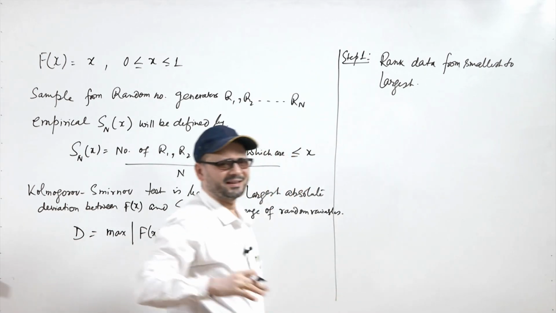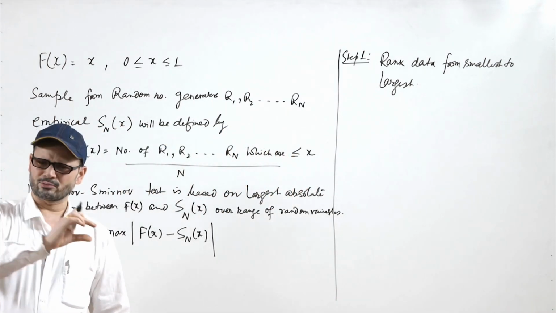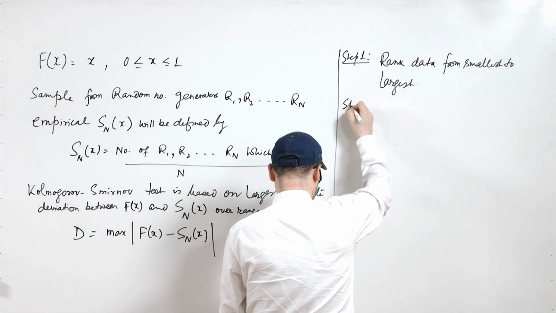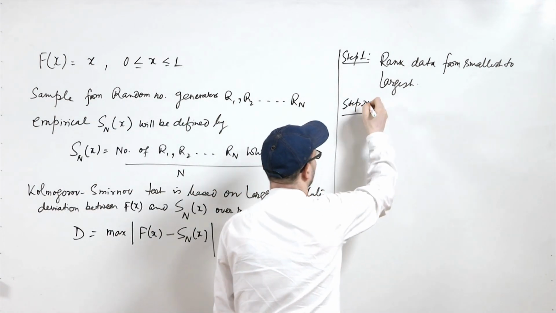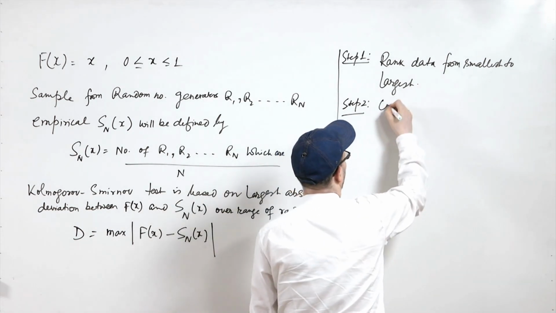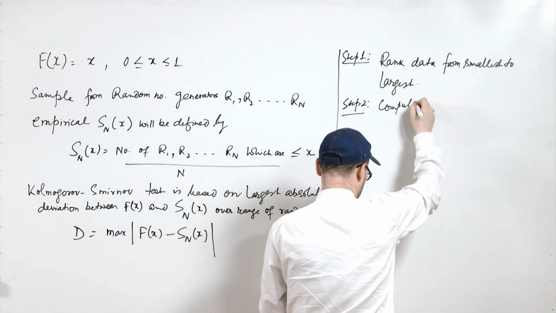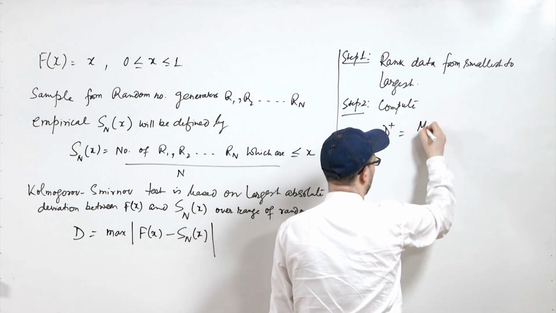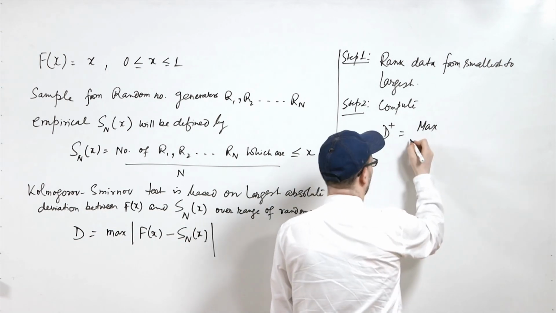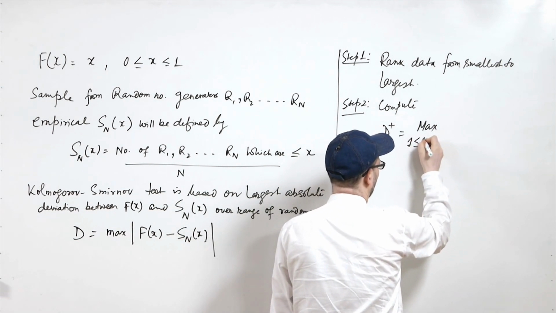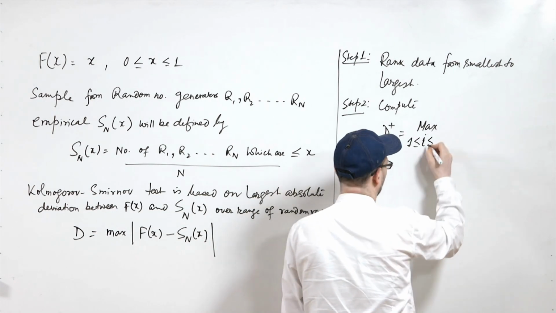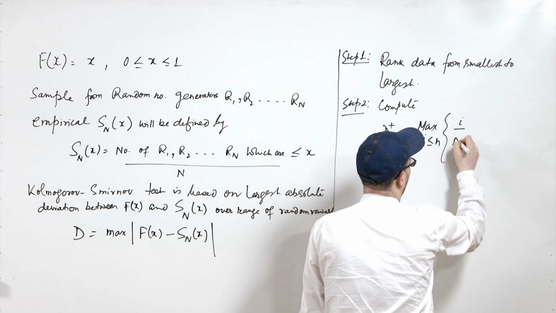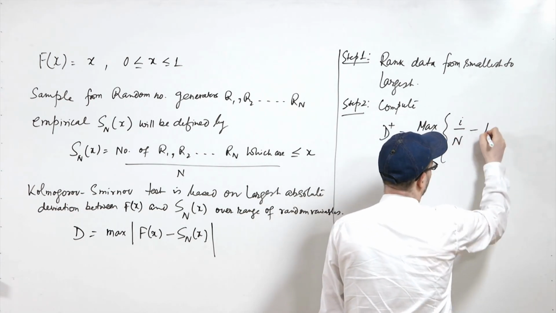So, first of all, whichever data you are given, you have to rank it from smallest to largest. Next, you have to compute the parameters. So, you will compute d plus, which is defined as the maximum for i from 1 to n of i upon n minus r_i.